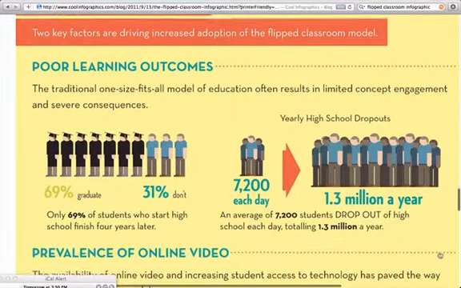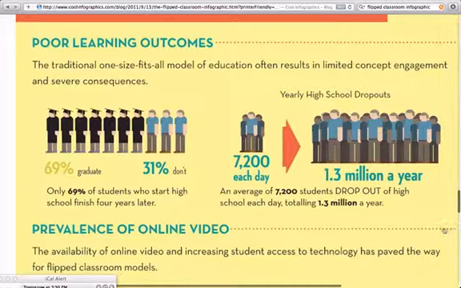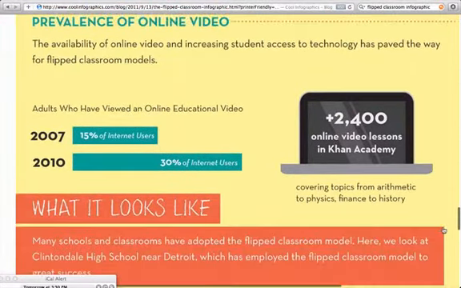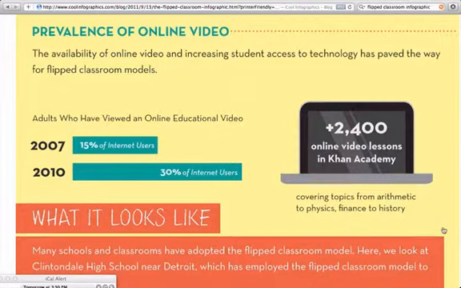What's driving it? Poor learning outcomes, and these are statistics that were taken from Bergman and Sams, so take their validity for what it's worth. But what I think is more important is this idea of the prevalence of online video. It's been a real shift for me to start thinking the way that students think, and so I think online videos are one of those avenues with which we can engage the students more actively in the content. And we'll talk about that.